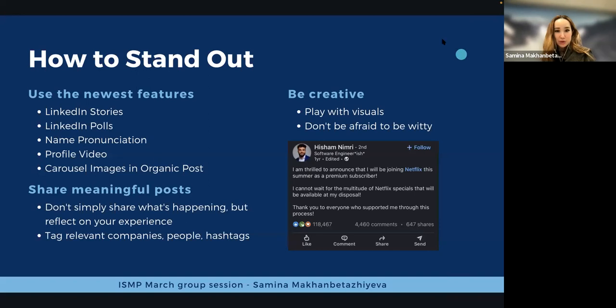So it's worthwhile trying. And hashtags are going to put you in the search engine a little bit better. The algorithm is going to narrow down your profile into a certain category when you are consistently using the same hashtags or similar hashtags. So it would help you rank a little bit higher. And last but not least, be creative, play with visuals, feel free to do videos instead of photos, which are more engaging. And also don't be afraid to be witty.